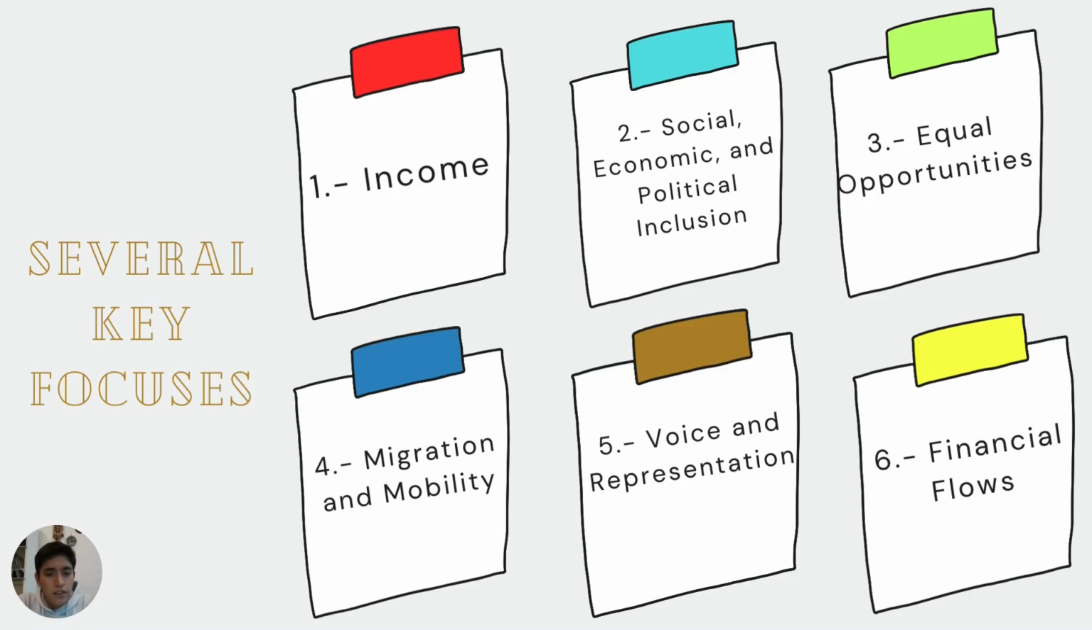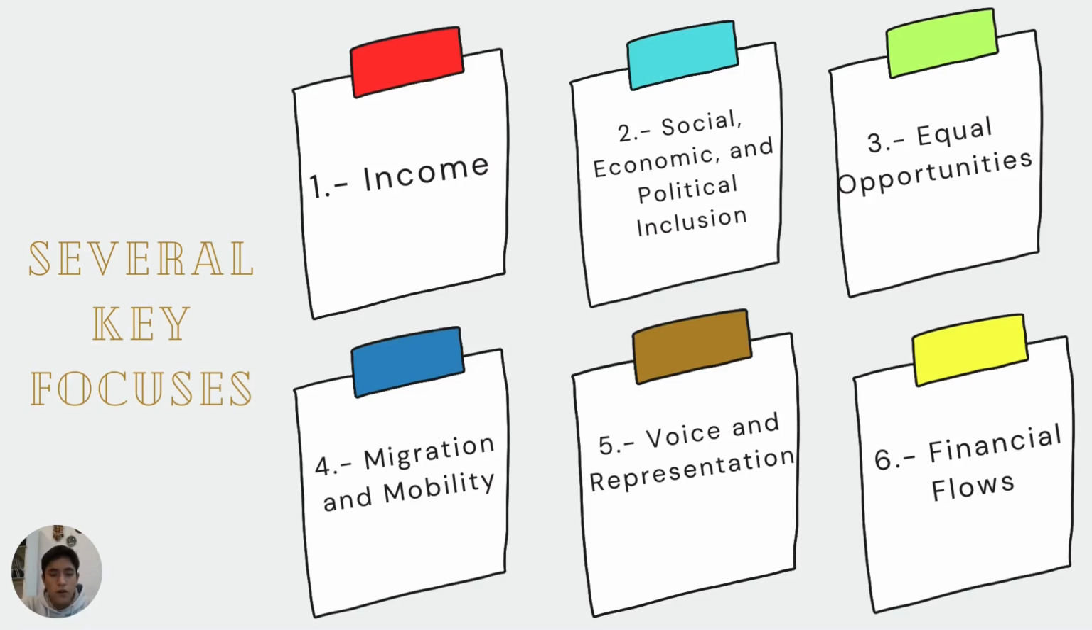Here we have the six main focus areas of the Sustainable Development Goal. At first, we have income, which tries to improve the income growth of the bottom 40% of the population. Then we have social, economic, and political inclusion, which tries to ensure the inclusion of all. Third, we have equal opportunities, which tries to eliminate discriminatory laws, policies, and practices and promote appropriate legislation and policies. Now, number four, we have migration and mobility. It tries to facilitate safe, regular, and responsible migration and mobility.